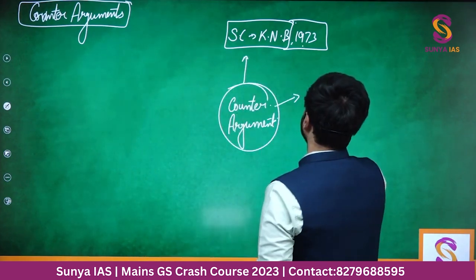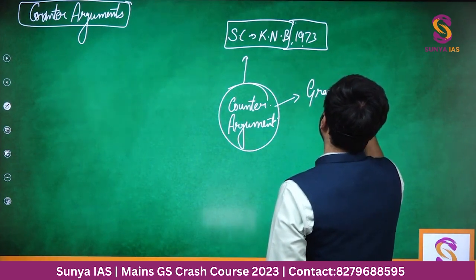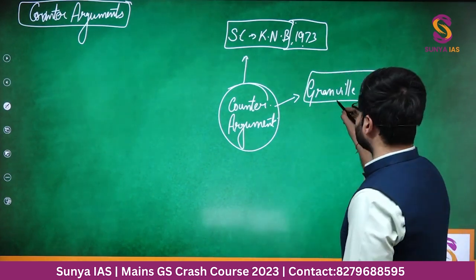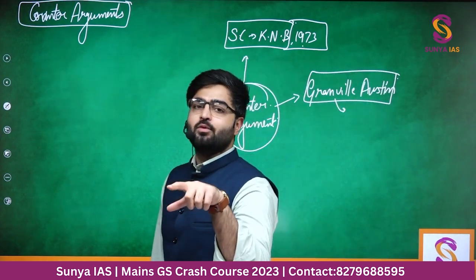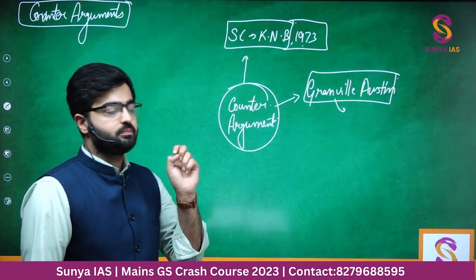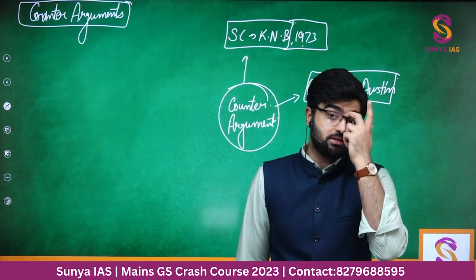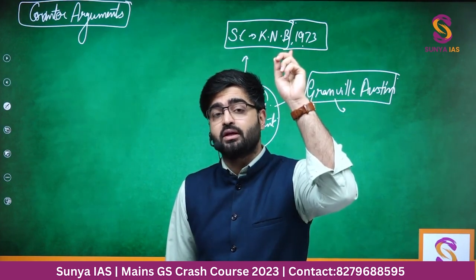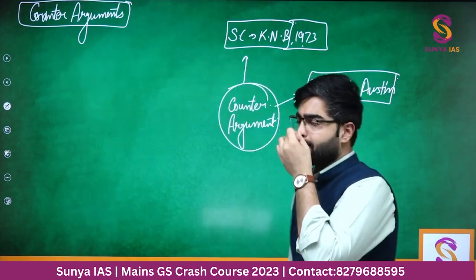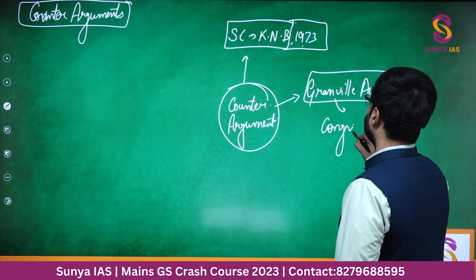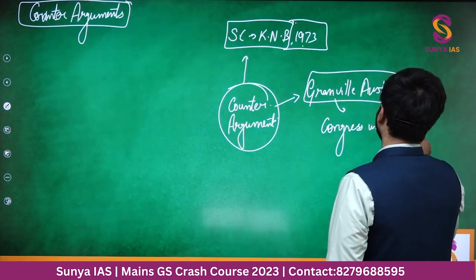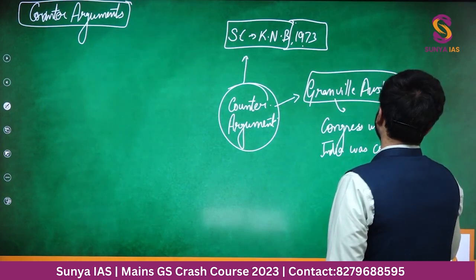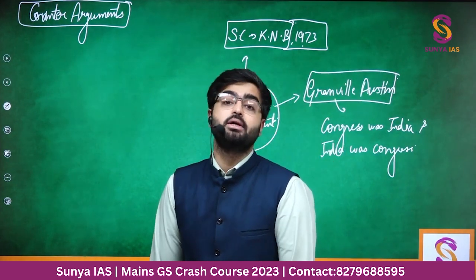Then the second argument can be given from the words of Granville Austin, sir, one of the constitutional experts, especially on the Indian constitution. He says that if you people say that the Constituent Assembly was represented by only one party, your Congress, or there was one party dominance, but at the same time you also need to be aware that in the late 1940s or the 1950s, Congress was India and India was Congress, sir. This is the second argument you can give.